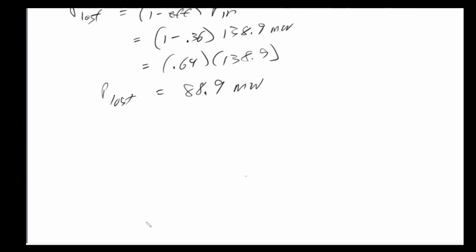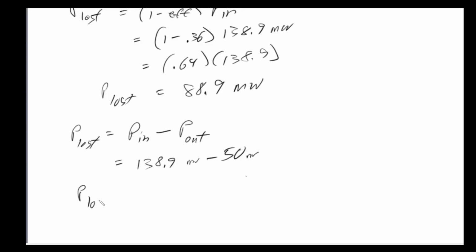Now, another way you could have found the power lost is that the power lost is equal to the power in minus the power that was used to do work, or the power out. So in this case, the power in we found to be 138.9 megawatts. The power out was given as 50 megawatts. So the power lost, again, comes out to be 88.9 megawatts. So there's two ways you could have found the power lost.